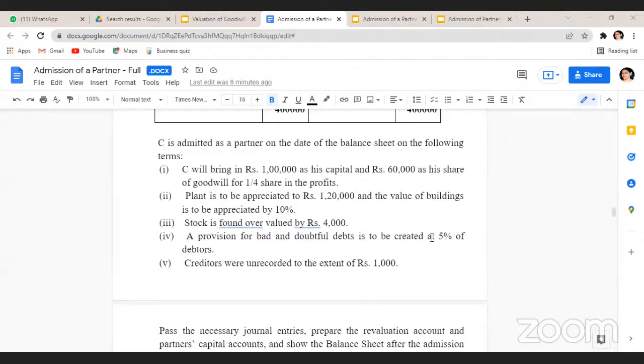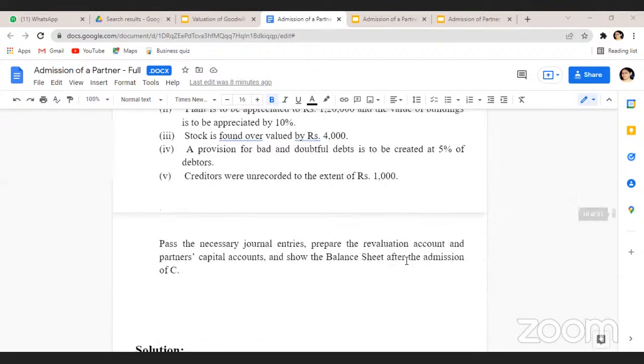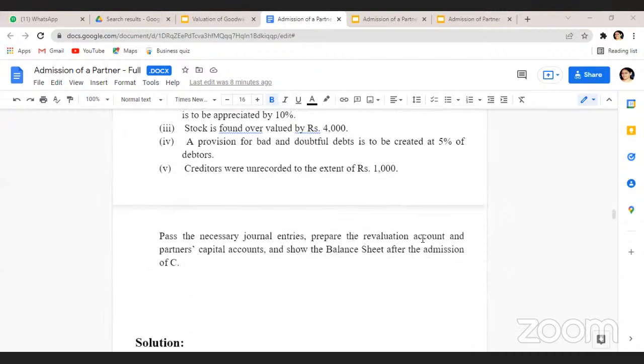Provision for bad debts is to be created at 5%. Creditors unrecorded to the extent of 1,000. Pass necessary journal entries and prepare the revaluation account, partners' capital accounts, and new balance sheet after admission of C.